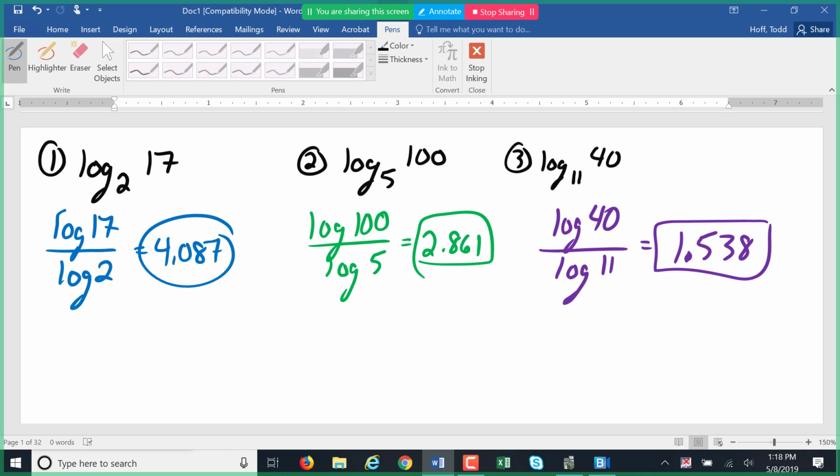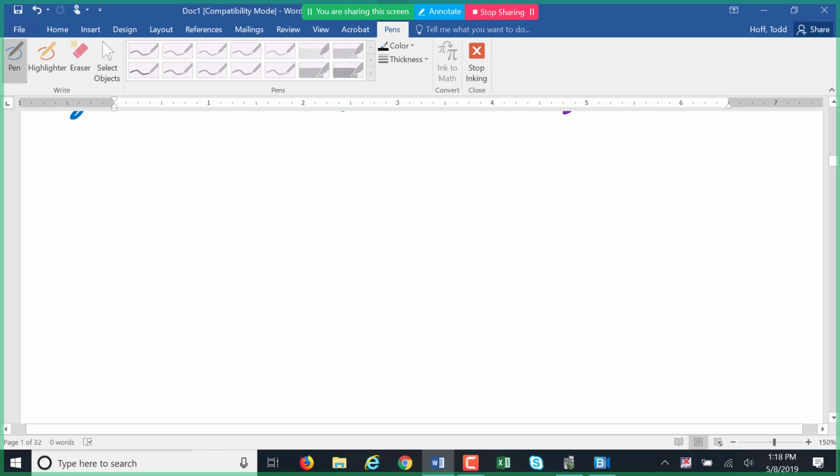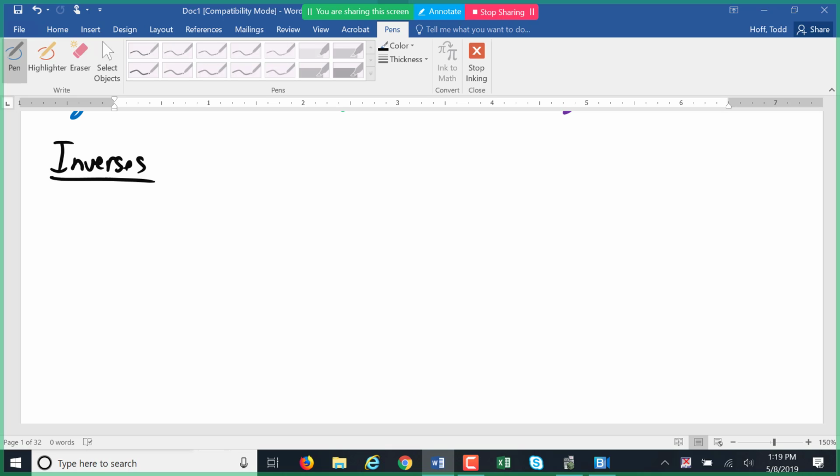So now, the big kahuna. What's all this about? Well, inverses. Why are inverses important? Well, we used inverses, we showed, for undoing what another operation has done. And the main place that we want to do that is in solving equations.